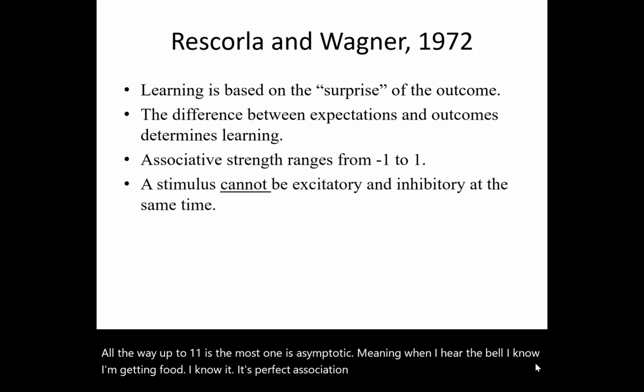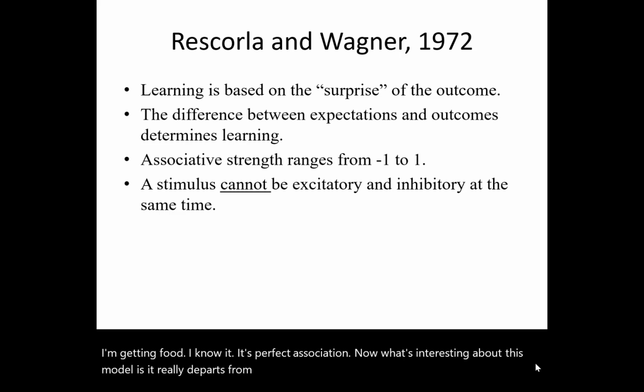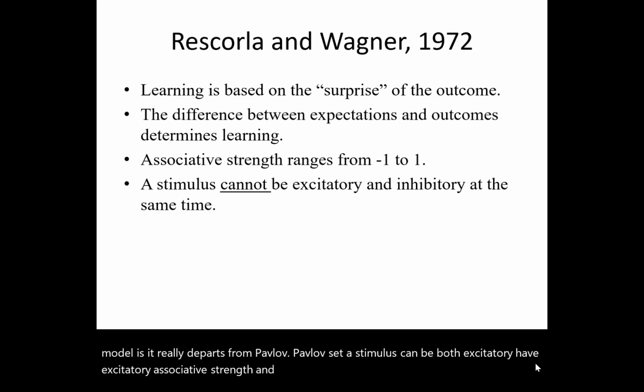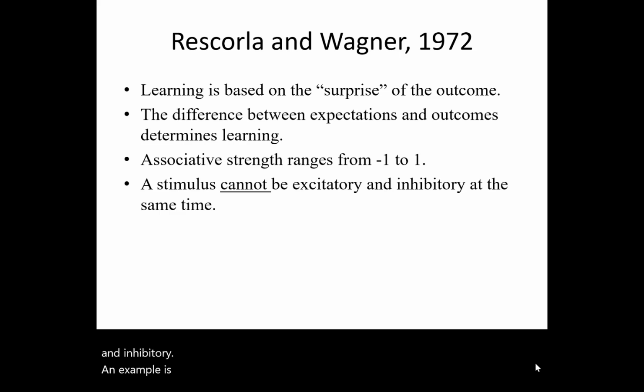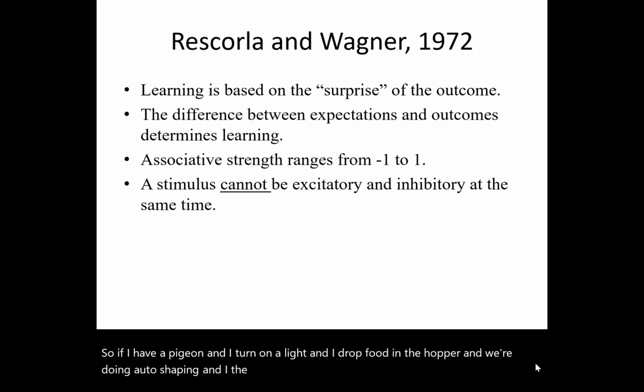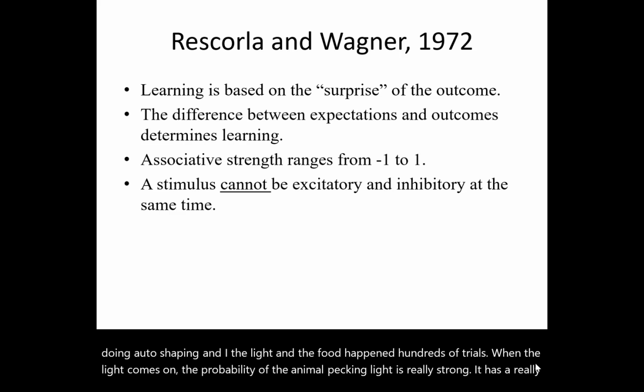Now, what's interesting about this model is it really departs from Pavlov. Pavlov said a stimulus can have excitatory associative strength and be inhibitory at the same time. It can be excitatory and inhibitory. An example is the end of extinction. So if I have a pigeon and I turn on a light and I drop food in the hopper, and we're doing autoshaping, and the light and the food happen hundreds of trials, when the light comes on, the probability of the animal pecking the light is really strong. It has a really strong excitatory association.